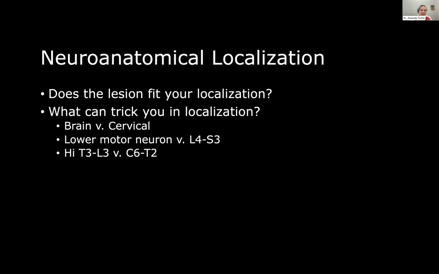Additional things you could do to make this easy and consistent. Ask yourself, does the lesion fit the neuroanatomical localization that you made? Most neurologists are very consistent and very good at their NAL when they perform exams, and that really should be trusted when they go to look at the MRI and identify lesions that do or do not fit with that neuroanatomical localization. We all realize there are some localizations that can trick us. Sometimes you'll have a case with profound neck pain that actually has a brain lesion, for example, or a case that you thought was lower motor neuron that in fact has an L4S3 lesion, as well as problems in the cranial region of the T3L3 spinal cord versus C6 to T2.